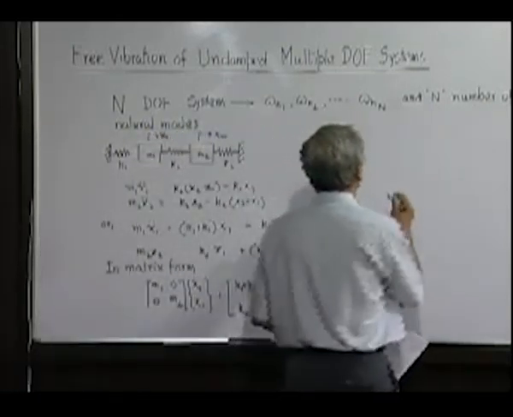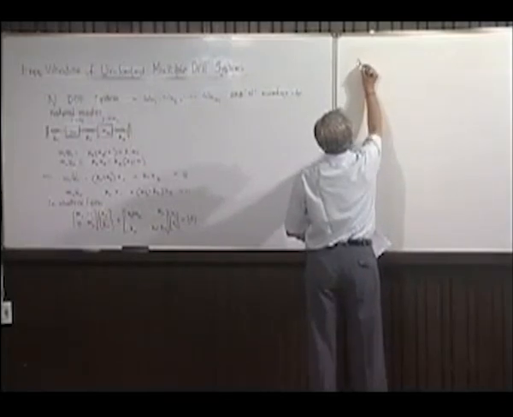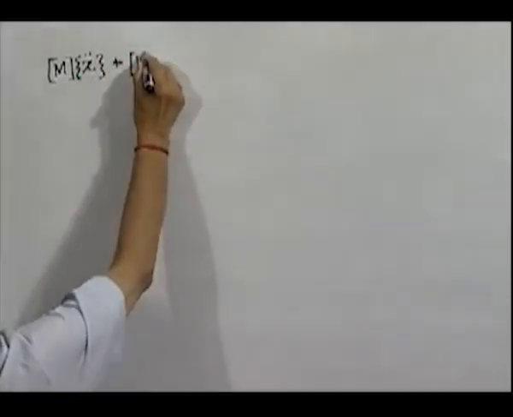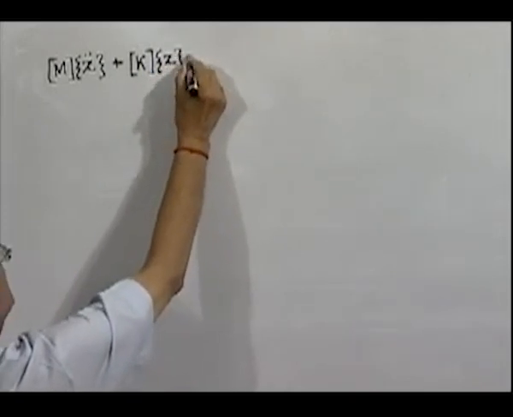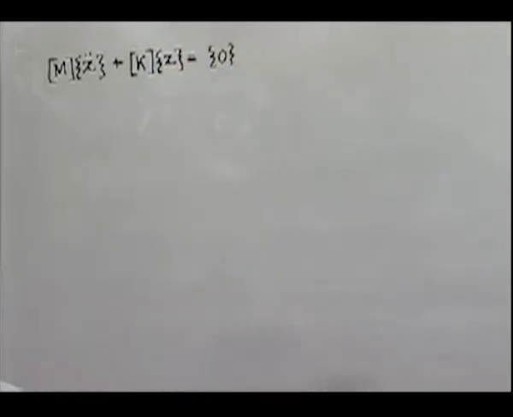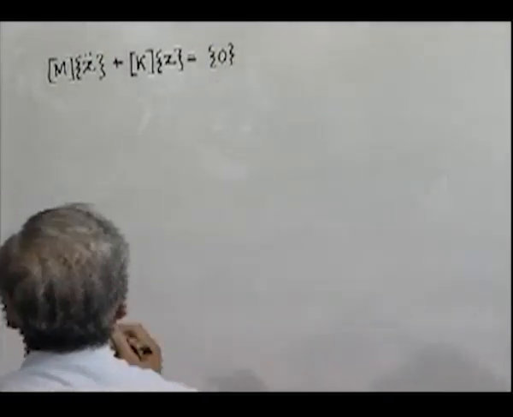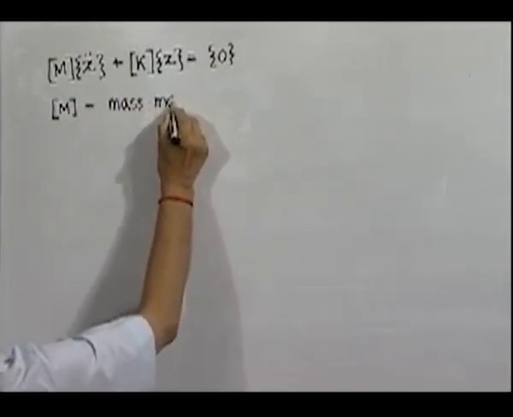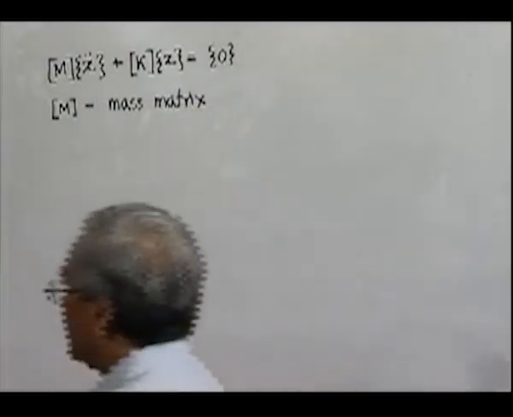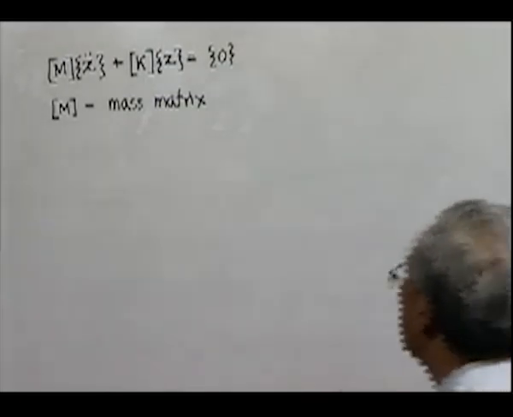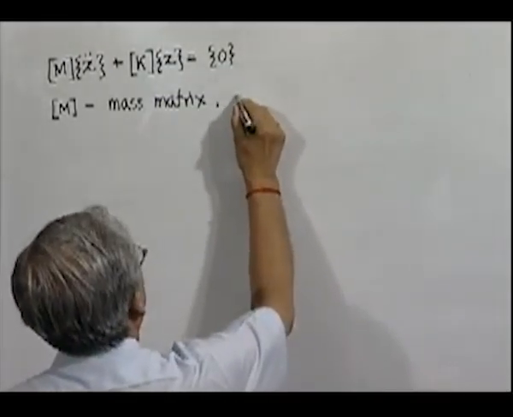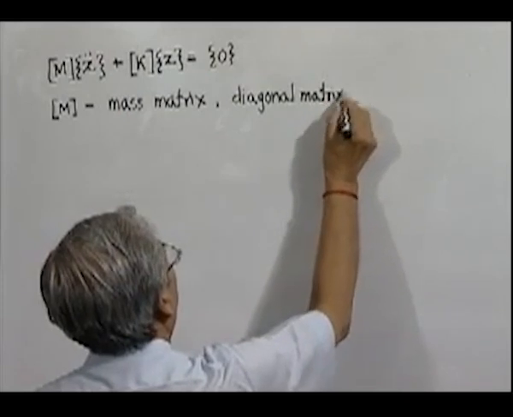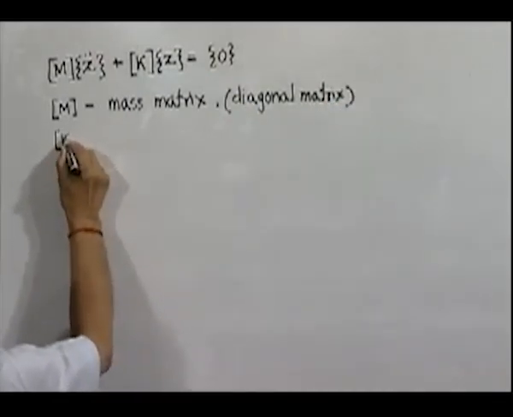So, in compact form we write that mass matrix into acceleration matrix plus stiffness matrix into displacement matrix is the null column matrix, where M is the inertia matrix or mass matrix, and if we take the coordinates from the equilibrium position, it will always be a diagonal matrix, and K is the stiffness matrix.